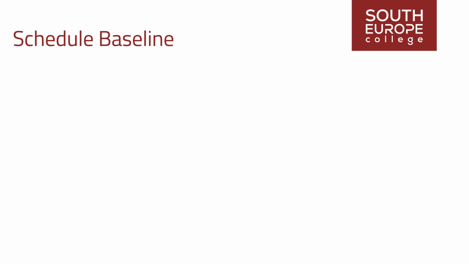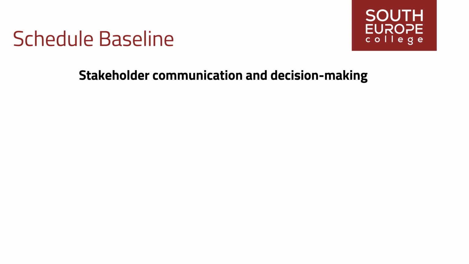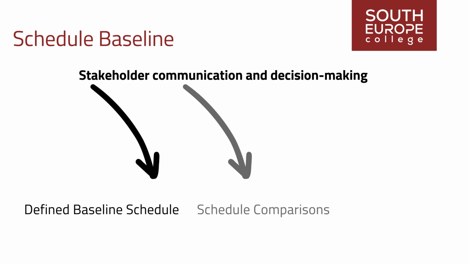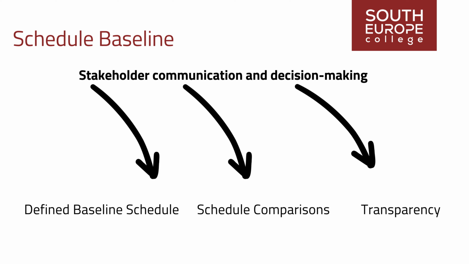Schedule baselining also plays a crucial role in stakeholder communication and decision-making. By having a clearly defined baseline schedule, project managers can give stakeholders a realistic understanding of project timelines and milestones. Additionally, baseline schedule comparisons enable project managers to communicate project progress effectively, highlighting achievements and addressing any challenges or concerns that may arise. This transparency fosters trust and confidence among stakeholders, facilitating informed decision-making and ensuring alignment with project goals and objectives.